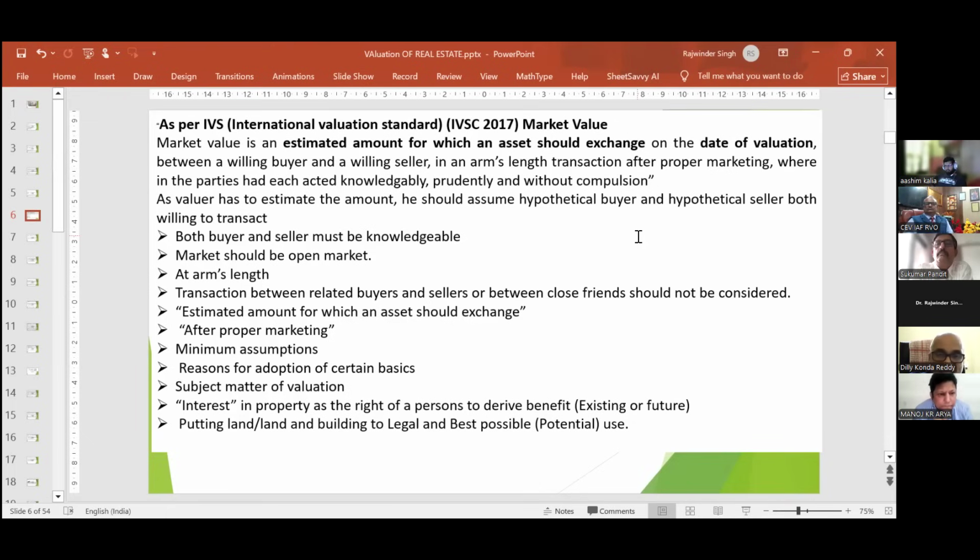Sir, let us suppose you have assumed that this property lies in commercial use. So you have calculated your value based upon that. But that property was not commercial. So for that, we will be taking documents to check whether the property is commercial.